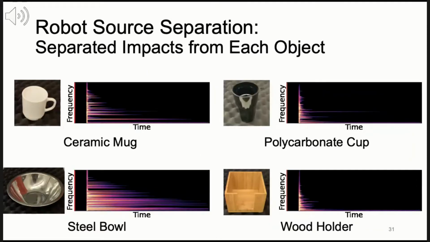Along the way of synthesizing the sounds of impact, diff impact has fit an acoustic model for each object. Here are diff impact's synthetically separated impact sounds from each object. Here's the ceramic mug again, the polycarbonate cup, the steel bowl, and the wood holder.